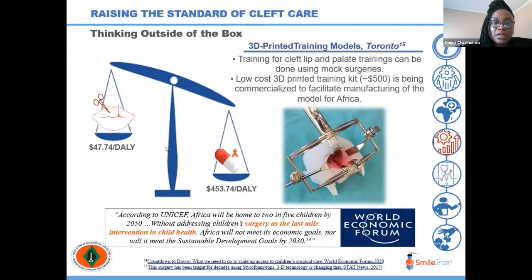Here there is an example of a little model that's been created of a child's mouth in order for a surgeon to practice repeatedly how they're going to carry out the surgery. We need to think about whether or not this is a worthwhile investment for Africa, and if it could help us with our training.